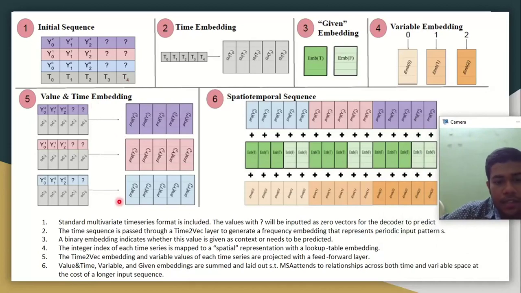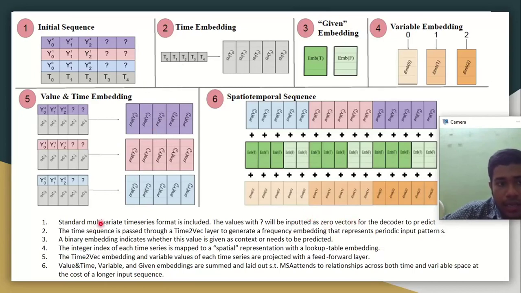And then this slide represents a typical input encoding of the Spacetimeformer. There are 6 different steps shown in this picture. In the first step, this is a standard multivariate time series format. The question mark values, which are for T3, T4, will be inputted as 0 vectors, and they need to be given to the decoder for predicting the values.